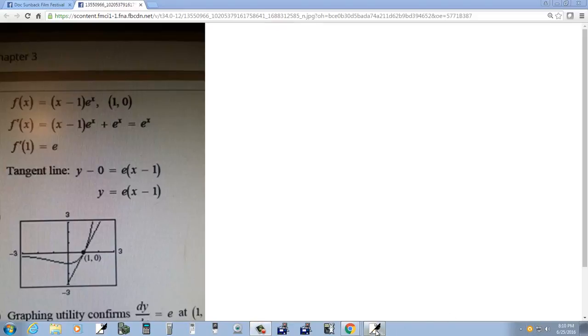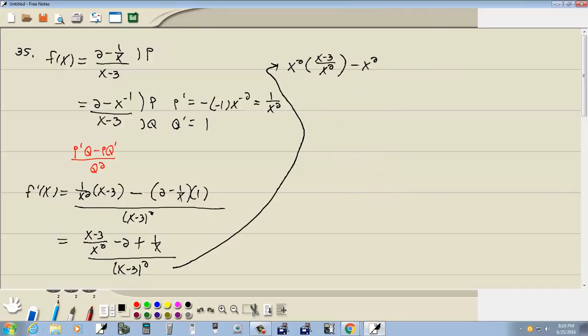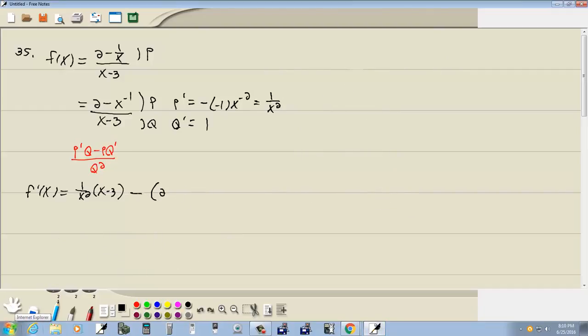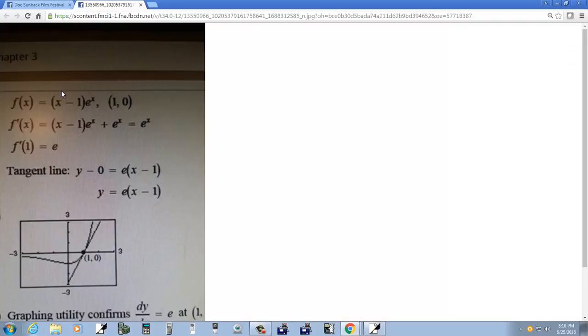Let's take a look at this problem. I finally figured out what I did wrong in number 35. I didn't see anything wrong with yours, and I didn't see anything wrong with mine. It's like, finally it clicked.